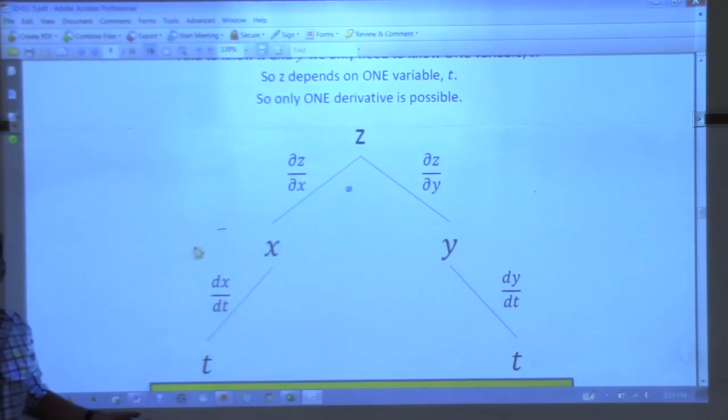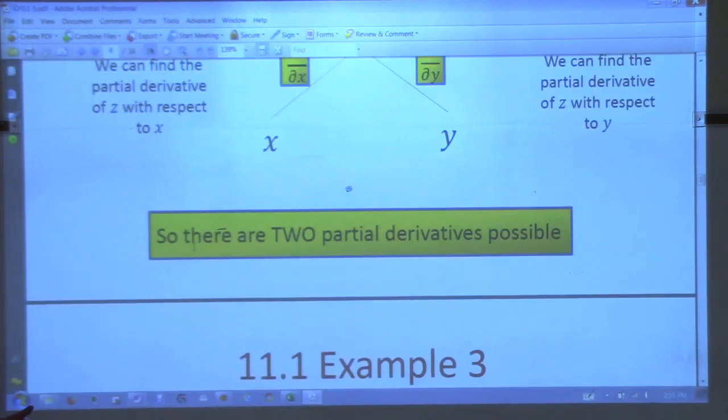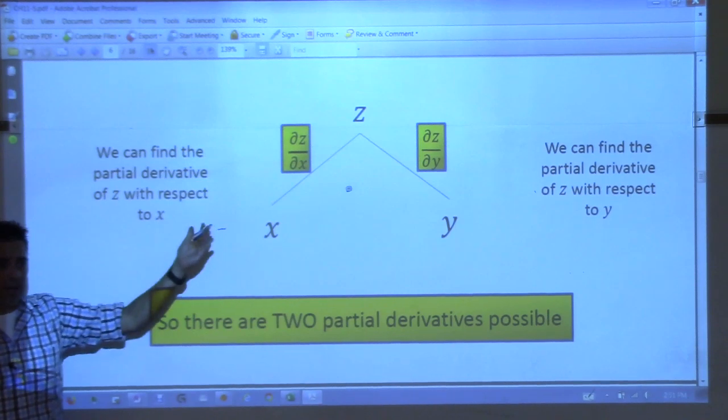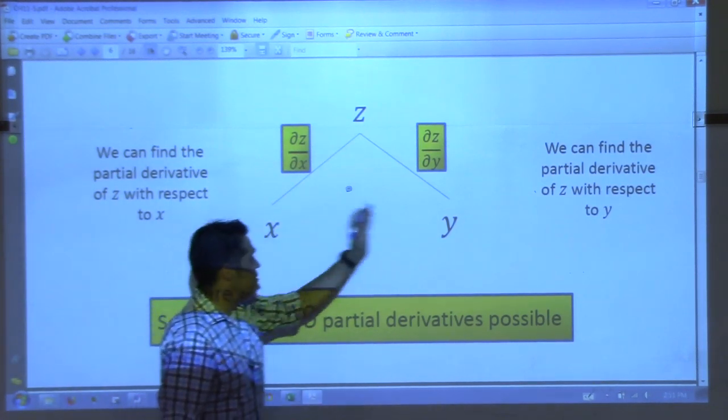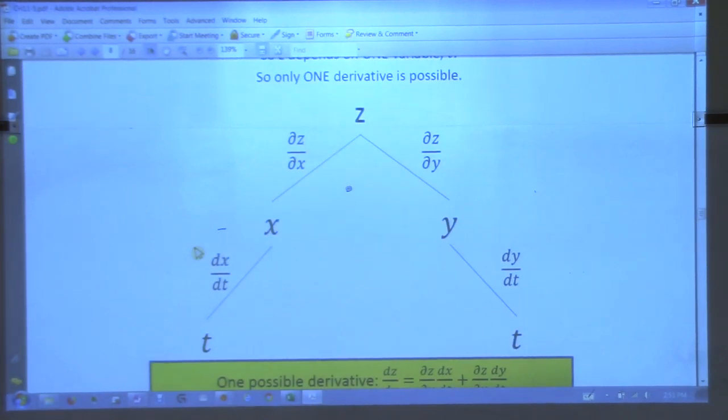So what derivative is possible here? That's the question. In the previous example, two derivatives are possible, right? Two different partials are possible because it depends on two different things. Here, since z depends ultimately on t, there is only one derivative possible. And that would be the derivative of z with respect to t.